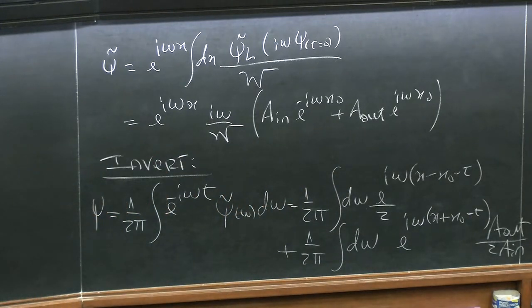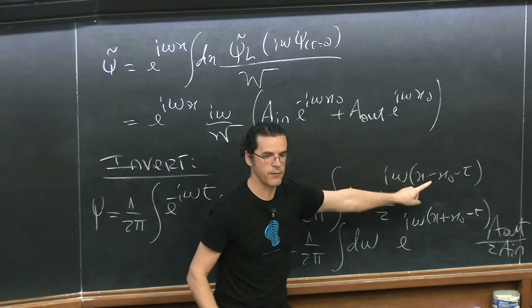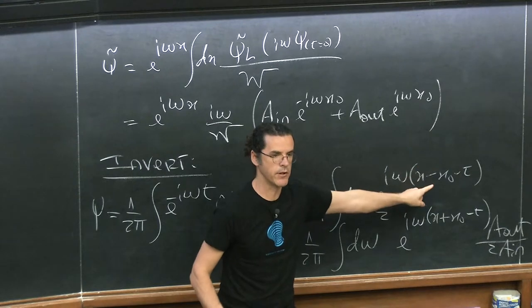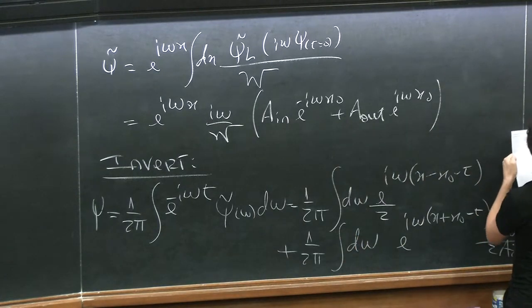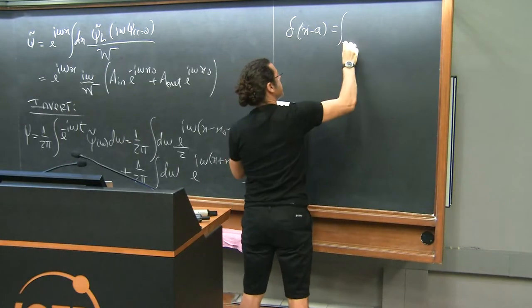Very good. But this is basically just a delta function, right? This is the Fourier representation of a delta function. Delta of x minus a is basically this.